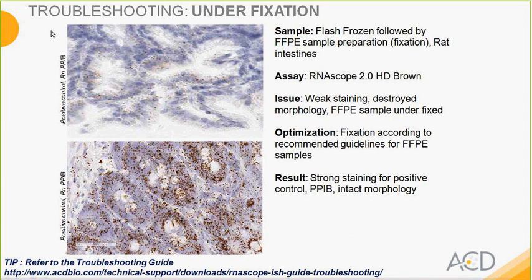Here is an example of troubleshooting under fixation. In this case, the user first flash froze the cells and then performed FFPE sample preparation, a series of dehydration steps, embedded in paraffin and cut. This resulted in a weak tissue and loss of RNA, as shown here. However, if samples are prepared as we recommend, 10% NBF at room temperature for 16 to 32 hours, you see that this issue has been mitigated. For sample preparation procedures, you will find this information in our user manuals.